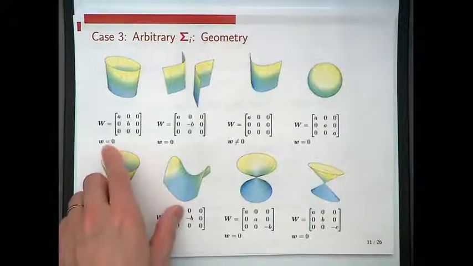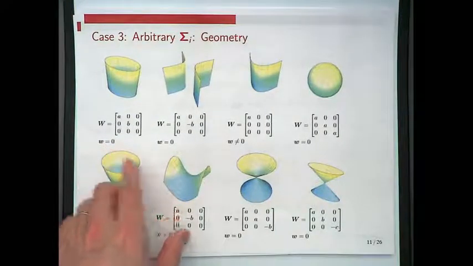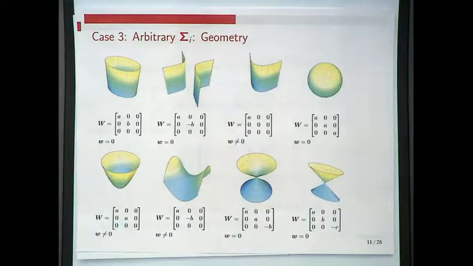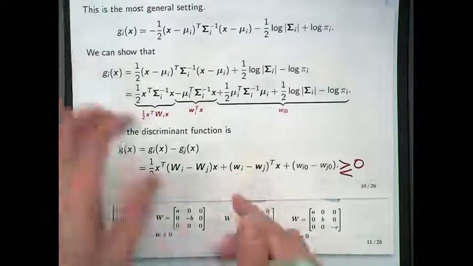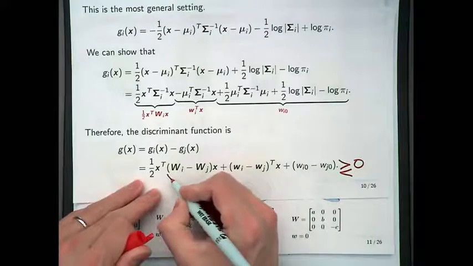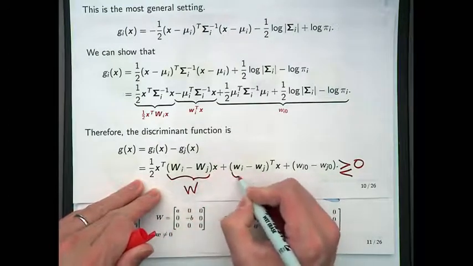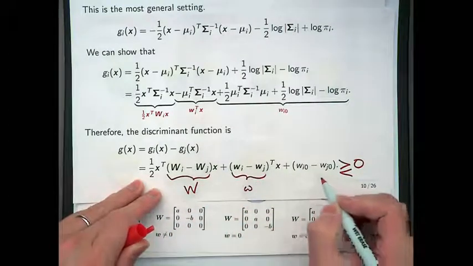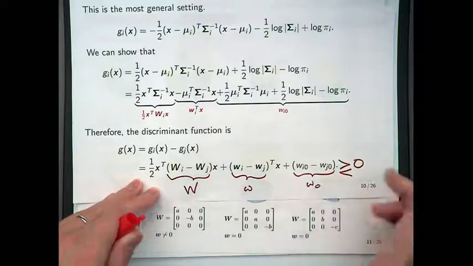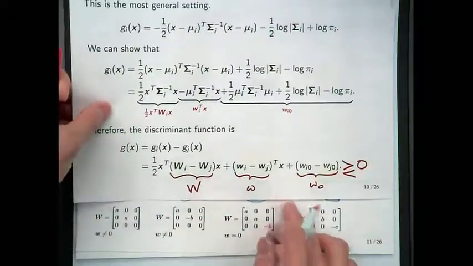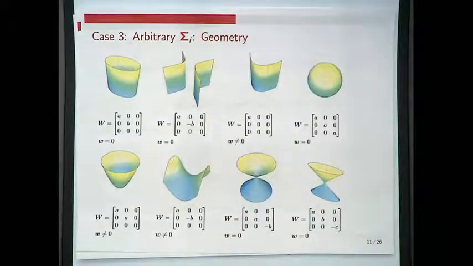Okay, so the question is the meaning of these small w's. So the w refers to here. There's a linear term. I call this my small w, and then this will be w0. Okay, so you have 3 terms. Now the geometry, of course, depends on all the 3 terms.